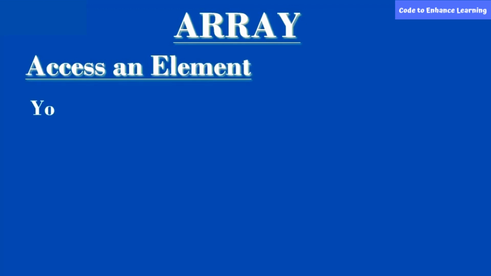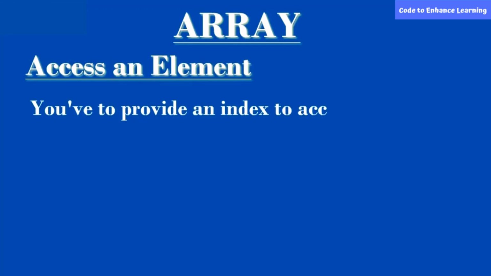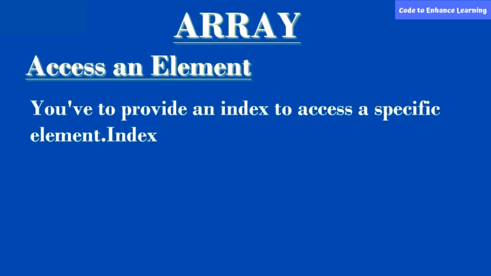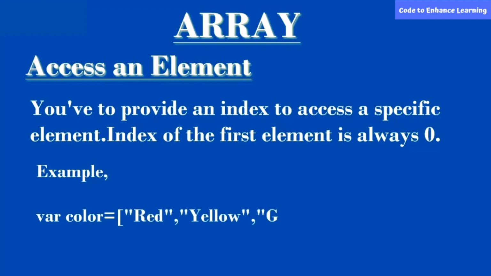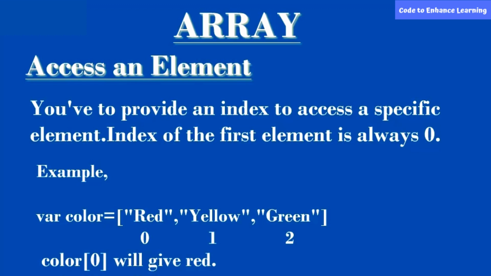Now, moving on, you might be wondering how we can access any element from the array. You must provide an index to access a specific element within the array. Keep in mind, the index of the first array element is always 0 and the index must be of type integer. First, you have to define a variable, then the array name. I will keep color. Store the values. The index will start from 0, 1, 2 and then proceed like this. Here, color 0 will give red, color 1 will give yellow.